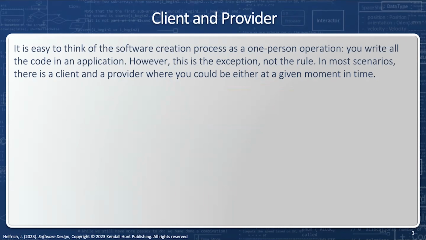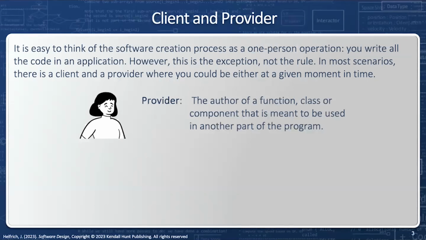It is easy to think of the software creation process as a one-person operation. You write all the code in an application. However, this is the exception and not the rule. And not only is it the exception, it almost never happens. In most scenarios, there is a client and a provider, where you could be either at a given moment in time. So we're going to start with the provider.